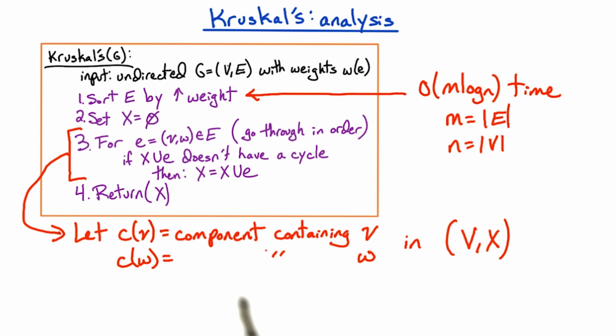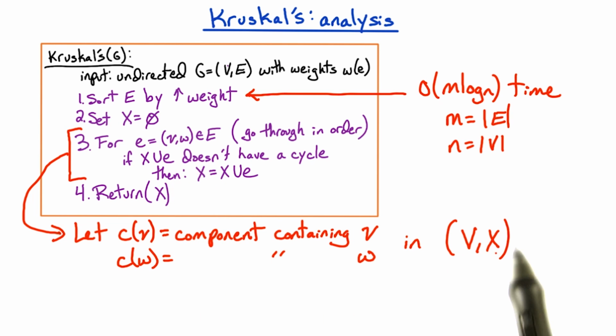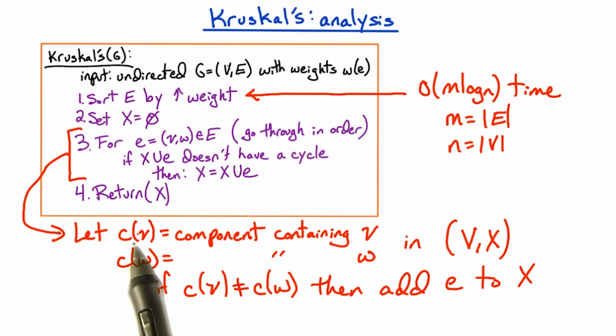Now in this subgraph, let C(v) be the component containing v, and C(w) be the component containing w. Now to see whether the edge e creates a cycle when we add it into this subgraph, we want to check whether there's already a path between v and w. If there already is a path between v and w, then the components containing v and w are the same. v and w are in the same component. So what this step does is it checks whether the component containing v and the component containing w are different. So if v and w are in different components, then we add the edge e into X.